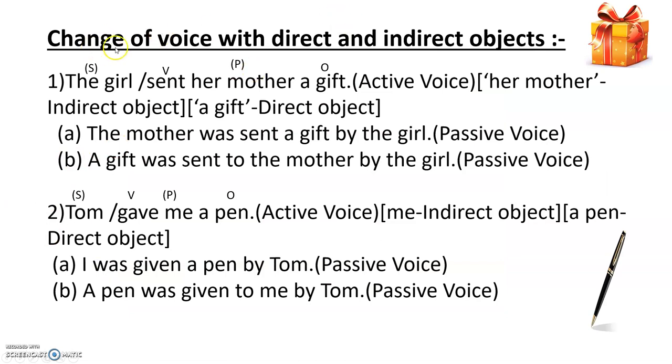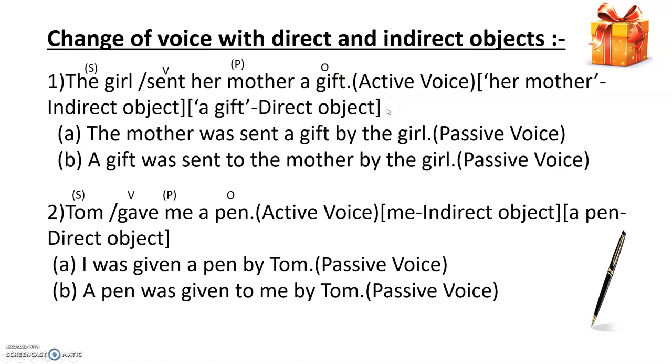Now, when you have to change your voice with direct and indirect object. Let's take an example. The girl sent her mother a gift. Now, if you divide the sentence, the girl is subject, sent the mother a gift is predicate. Now, which voice is it? How do I know which voice? First ask the question. Who is doing the action? The girl. So, the girl is in the subject, right? So, of course, it is an active voice. Now, here, her mother is an indirect object, and a gift is direct object. So, you have two objects here, mother and gift.